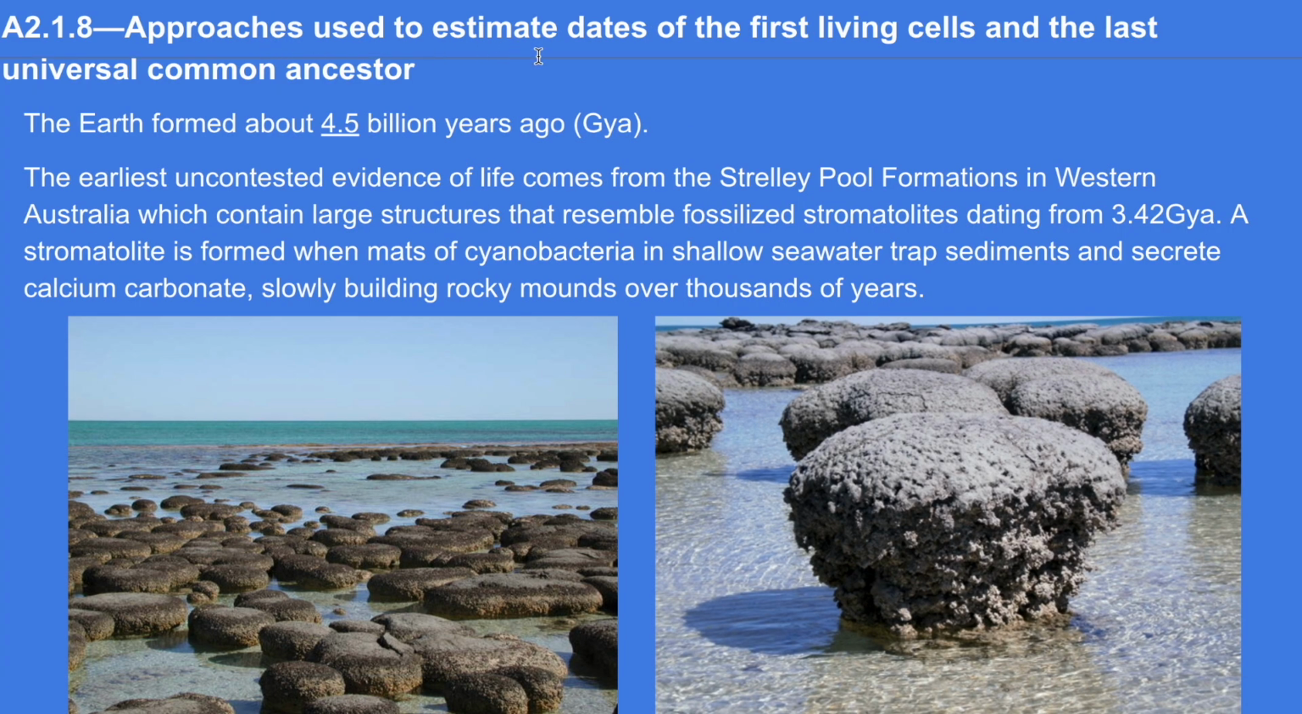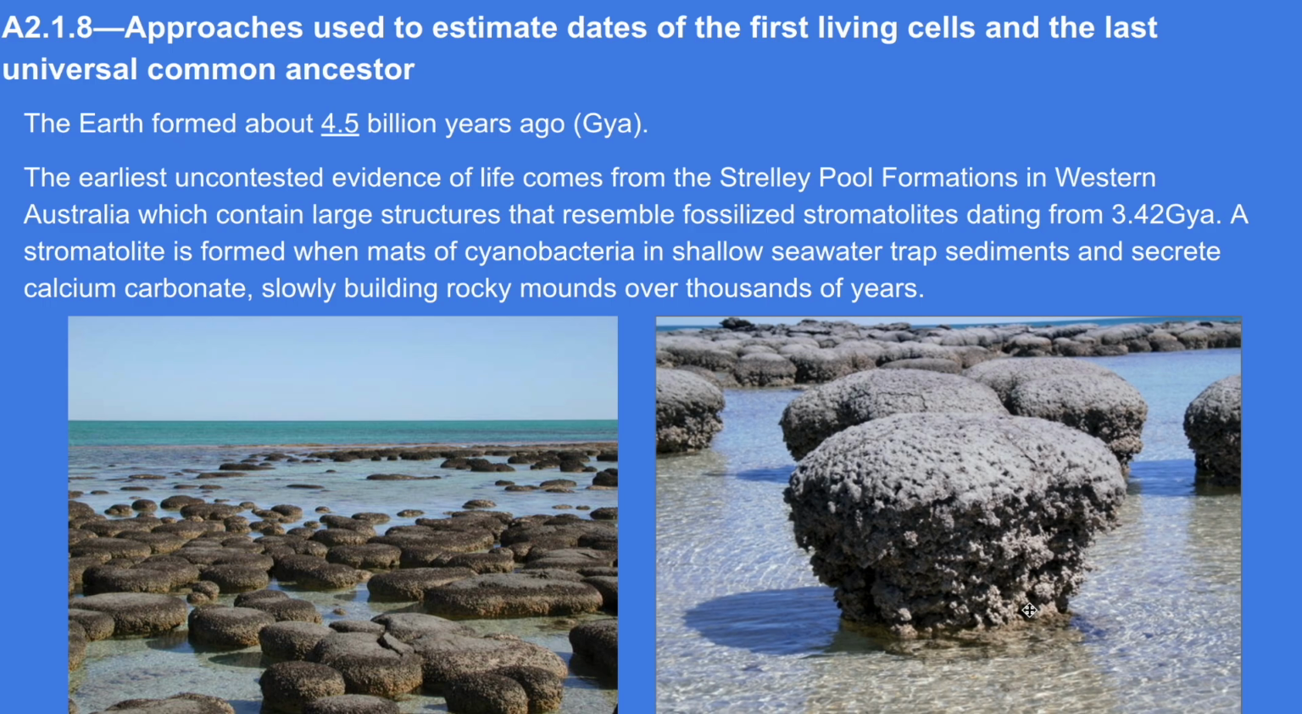Let's look at some approaches used to estimate dates of the first living cells and LUCA. Now we know from studying geology that the Earth formed about 4.5 billion years ago. Big G is the metric prefix for billion. The earliest uncontested evidence of life comes from the Strelley Pool formations in Western Australia. They contain large structures that resemble fossilized stromatolites. These date from 3.42 billion years ago.